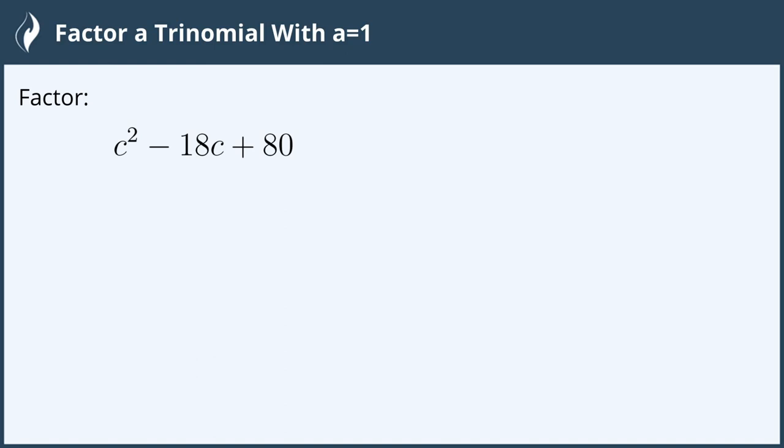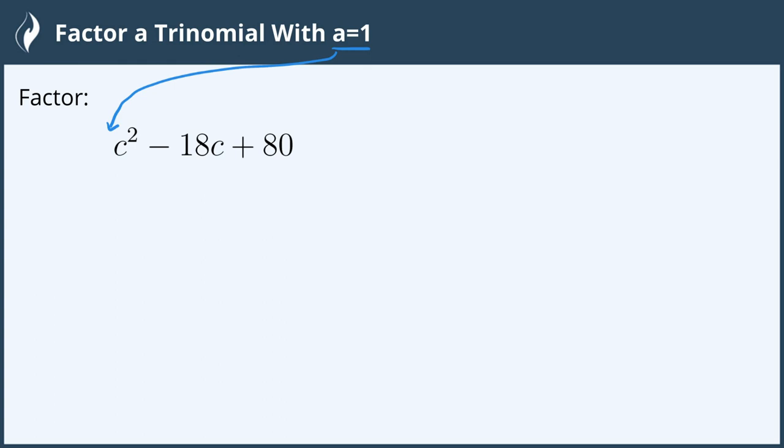Hi everyone! In this video we will factor a trinomial with a equals 1. Factor c squared minus 18c plus 80. This is a trinomial with a equaling 1 because the number in front of the c squared is a 1. Even though there's nothing there, we can always put a 1 in front.